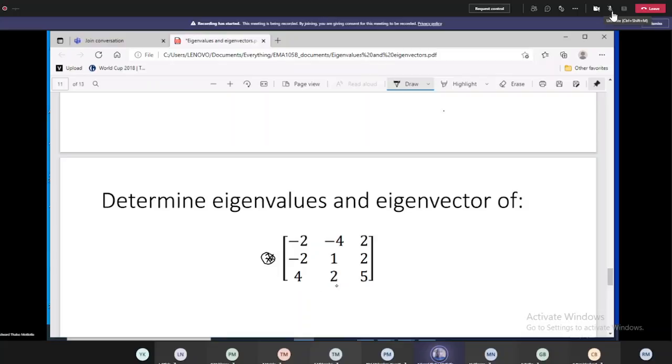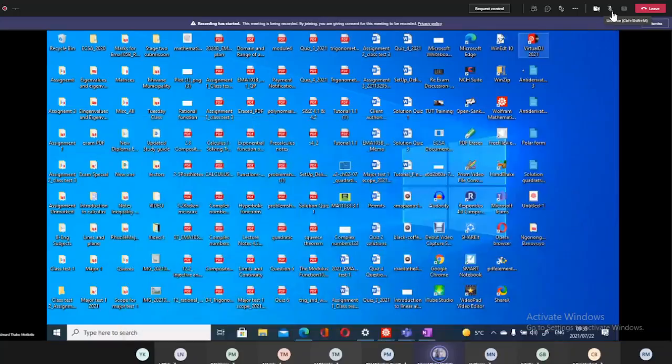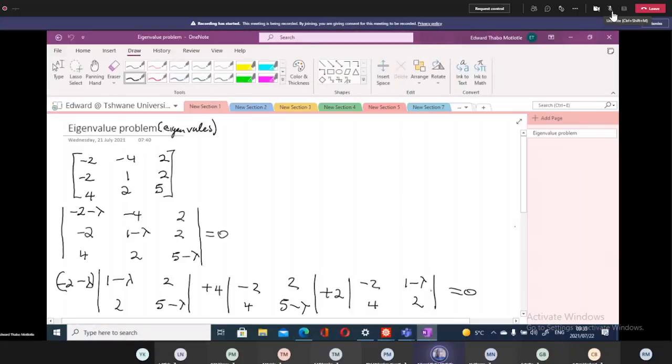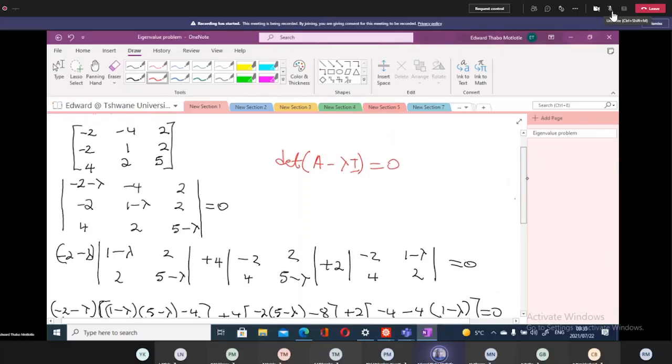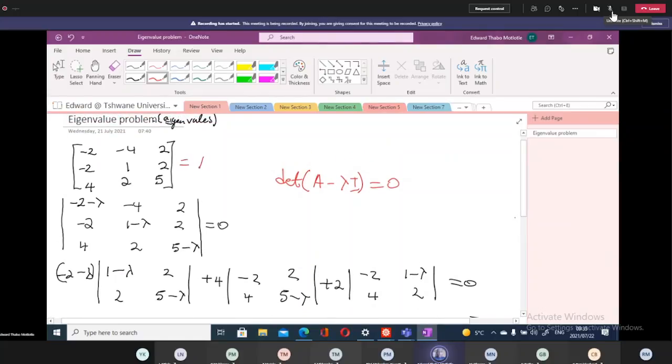So basically I've already solved this one. I'll just explain the concept. You can clearly see here I wrote eigenvalue problem. I'm determining the eigenvalues. So the first step that you do, you use the characteristic equation, the determinant of A minus lambda I equals 0. This means you give this matrix a name. You can just call it A or anything. So this is how I achieved the first step here.